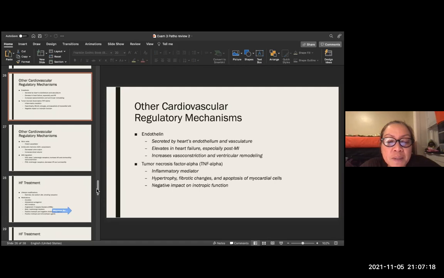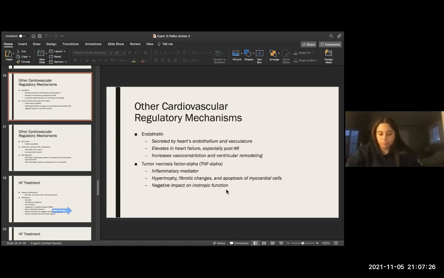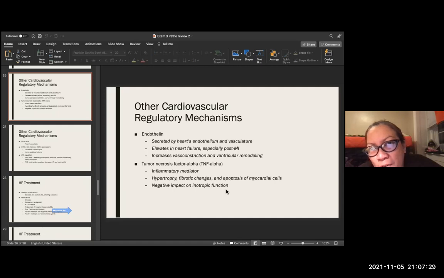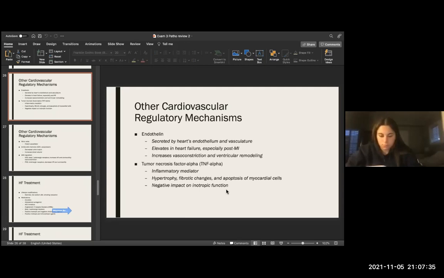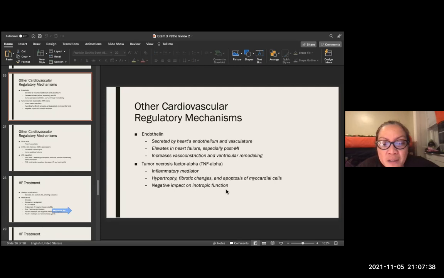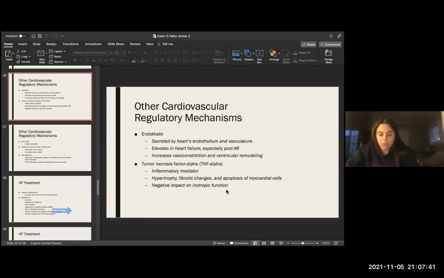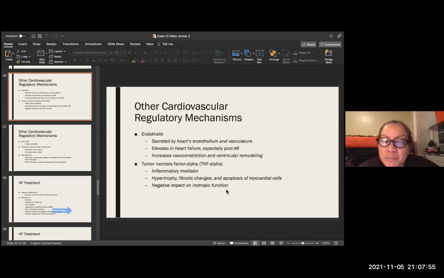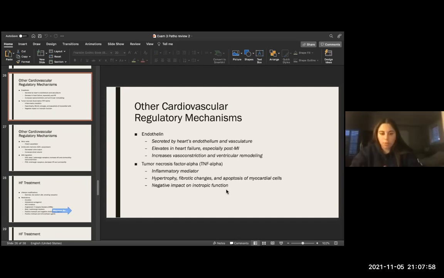So there is a negative impact on inotropic function. I want you to look this up. What does inotropic mean? Okay, let me look it up. Inotropic: medicines that change the force of your heart contraction. Positive inotropes strengthen the force of the heartbeat, negative ones weaken the force of the heartbeat. Very good. So what happens here? There is a negative impact, so it weakens the force of the heartbeat.